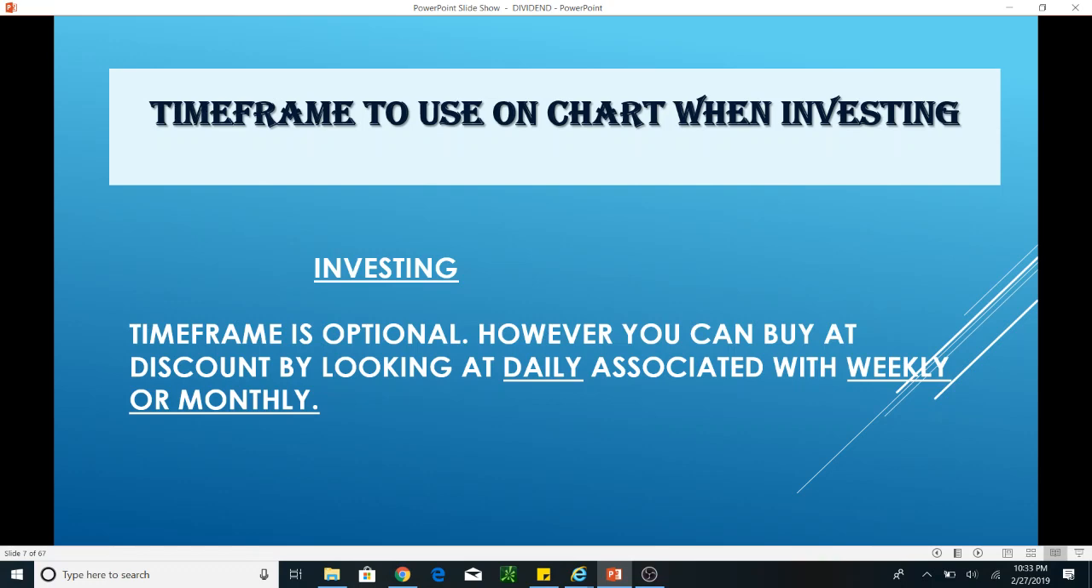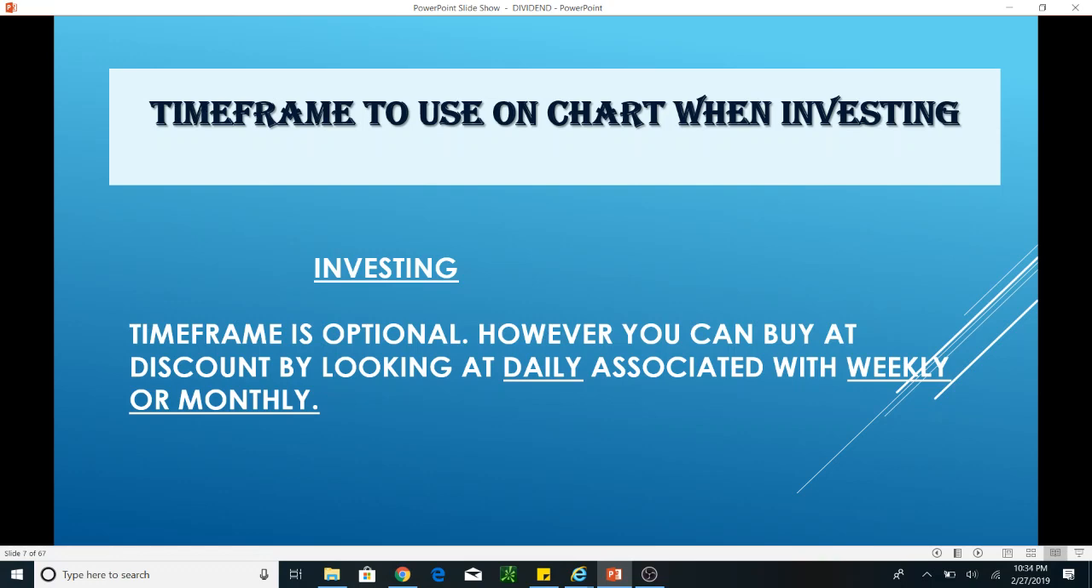However, some other traders that know about trading, or some other professional investors, can buy at a discount by looking at a daily chart associated with a weekly or monthly time frame.